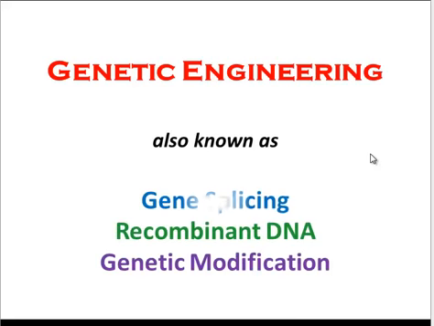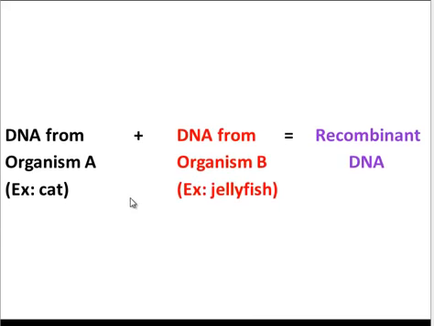You might also hear it called gene splicing, recombinant DNA, or genetic modification. But all of these terms mean the same thing, which is basically this: taking DNA from one organism, combining it with another organism, and getting recombinant DNA, DNA from two different sources. Now, in the case of our glow-in-the-dark cat, most of the DNA came from the cat, but it received a gene from a jellyfish that allowed it to glow in the dark.